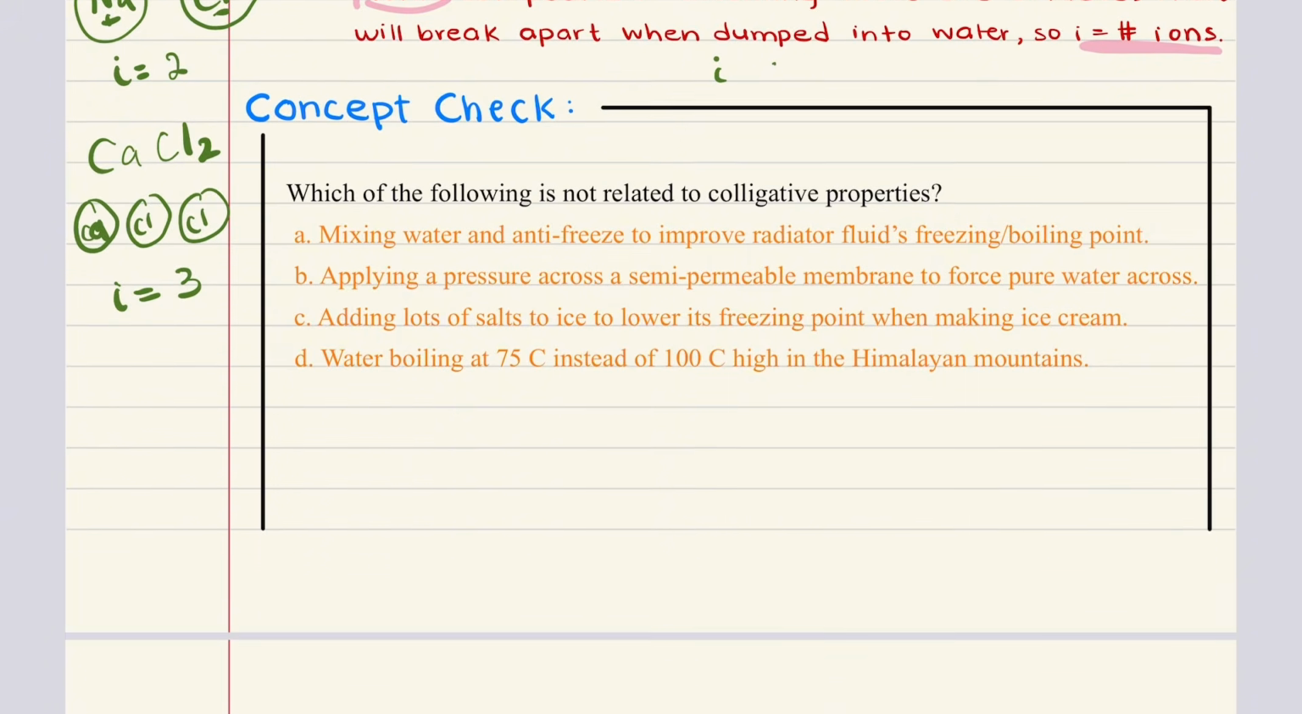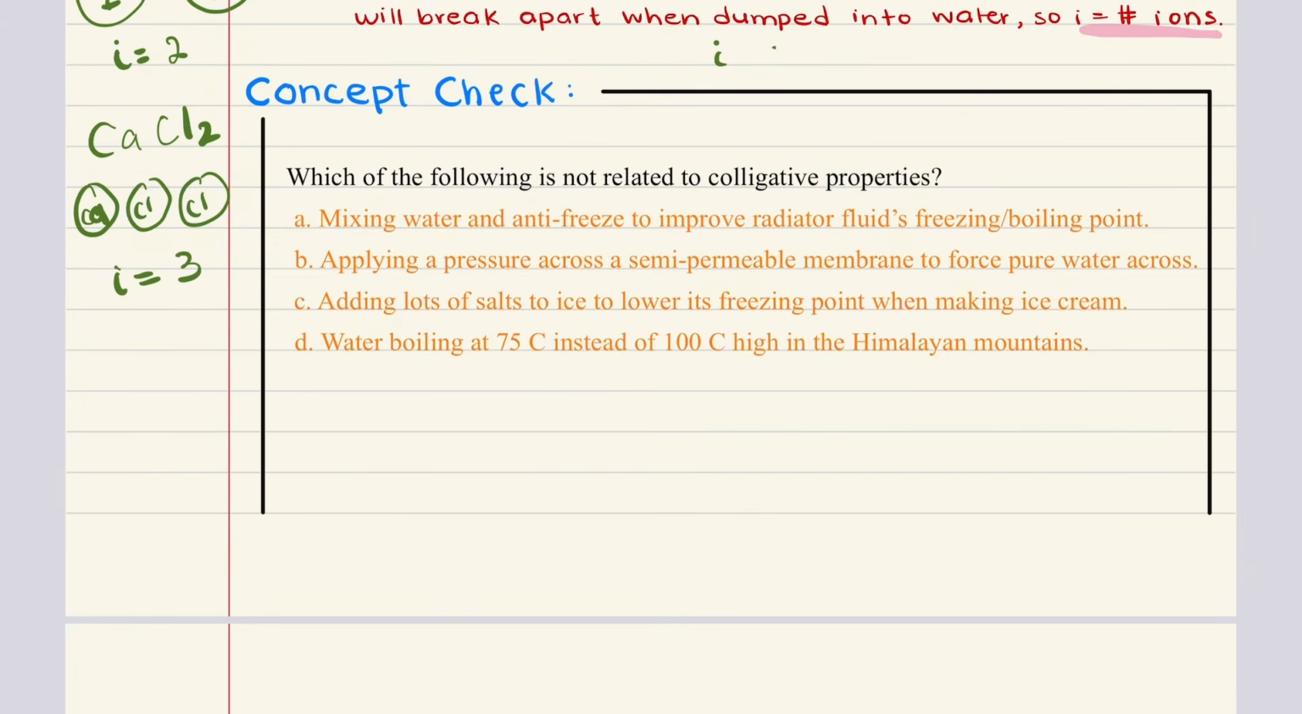Now, keeping that in mind, let's go ahead and tackle a couple of practice problems together. This first problem says, which of the following is not related to colligative properties? First, I want you to keep in mind that colligative properties are physical properties of solutions that depend on how many solute particles are present in a given amount of solvent and not on the chemical identity of those particles.